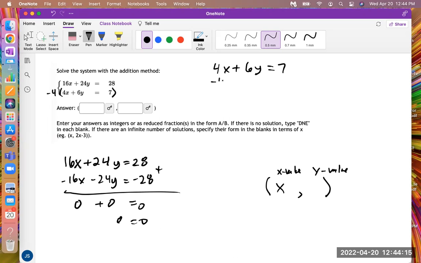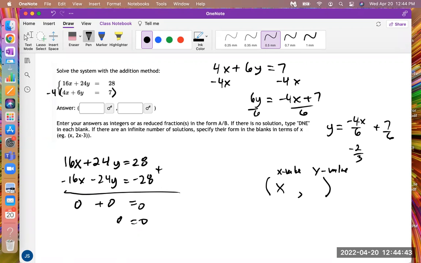I subtract 4x from both sides, and then I get 6y is equal to -4x plus 7. Divide by 6, and I get y is equal to -4/6 x plus 7/6. I can reduce 4/6 by dividing by 2 on both top and bottom, which will give me 2/3, right? Because 4 divided by 2 is 2, and 6 divided by 2 is 3.